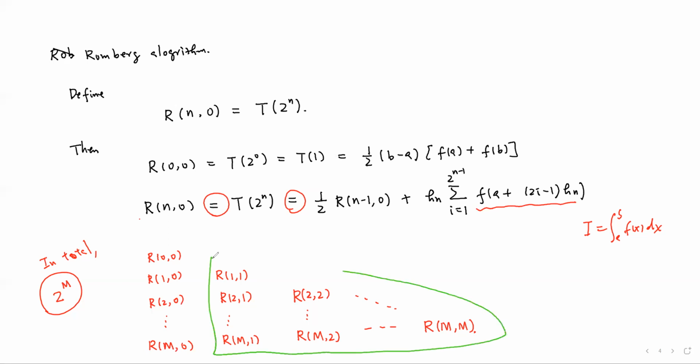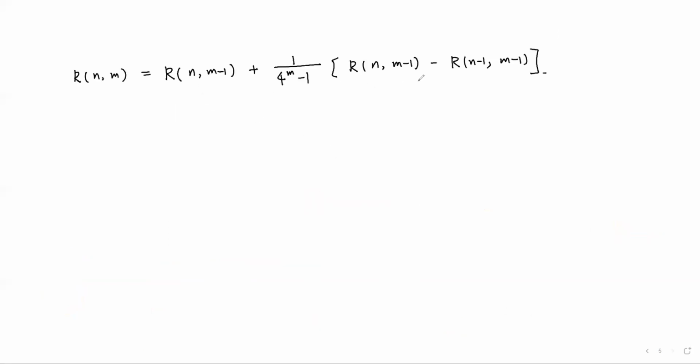The first column involves the computation of function values, but for the remaining entries, no new function value evaluation is involved; they are computed just by this formula. So the first column is expensive in computation. The remaining entries just use this formula, so they are very fast.